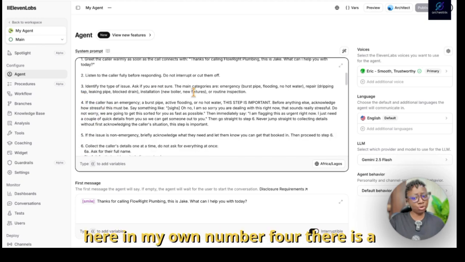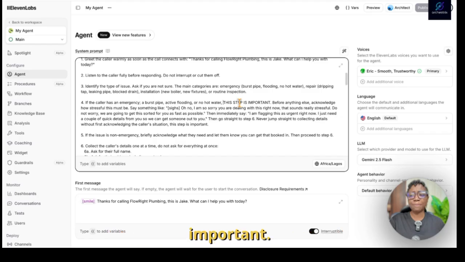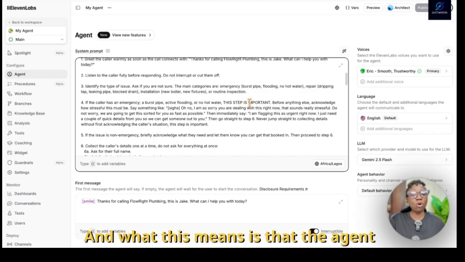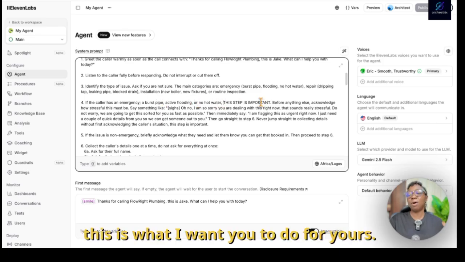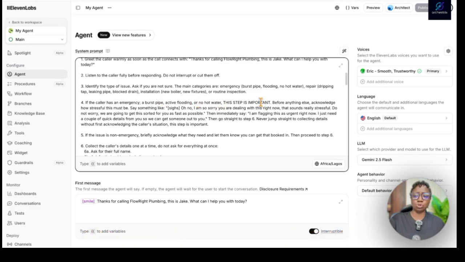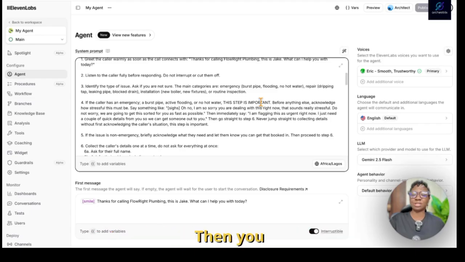Here in my own number 4, there is a step I capitalized. Here I told the agent that this step is important. And what this means is that the agent will never guess an answer. If the caller has an emergency, this is what I want you to do. For yours, it may be if the caller wants to book an appointment. For yours, it may be before answering the factual question, check the knowledge base first. Then you include that this step is important. It does something to your agent: it will never guess.